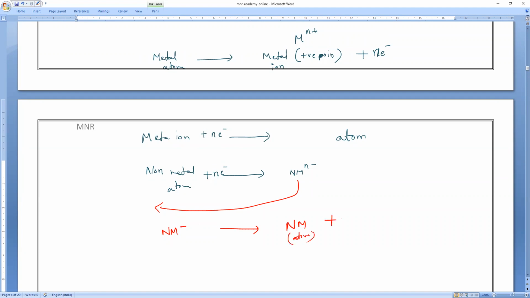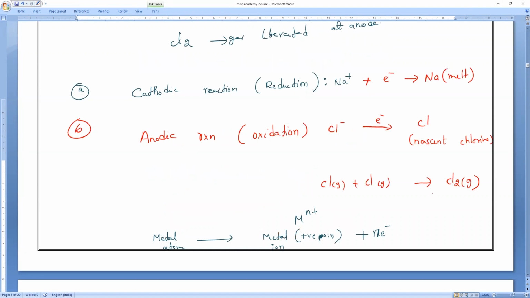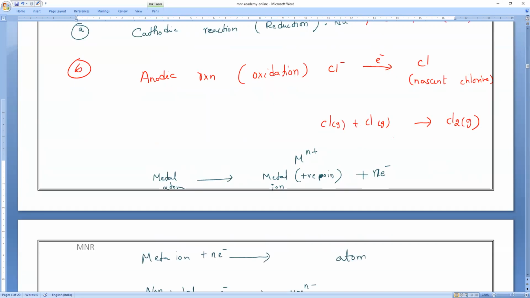Everybody, by removal of electrons. That is what it is. Reverse process. All of you understand? Atom to ion and ion to atom. So addition of electrons is always reduction, and removal of electrons is always oxidation. Is it okay, guys? Please respond, everybody. Understanding? So this is what it is.